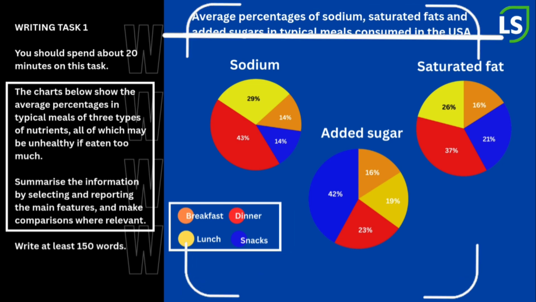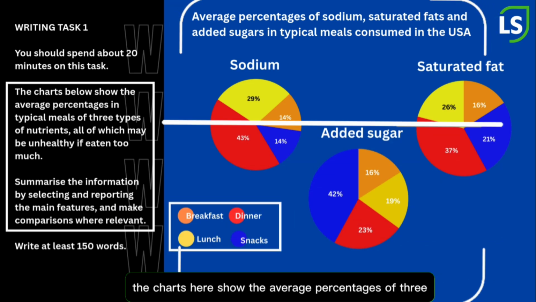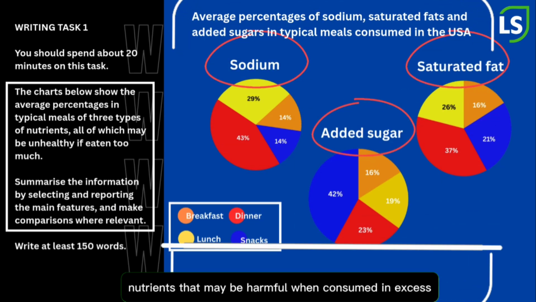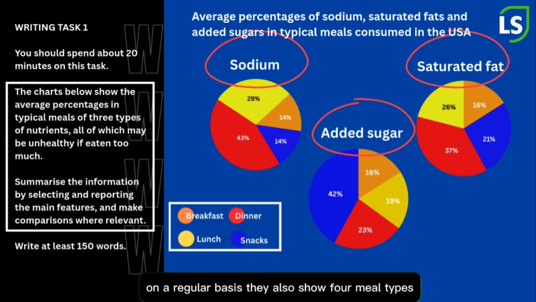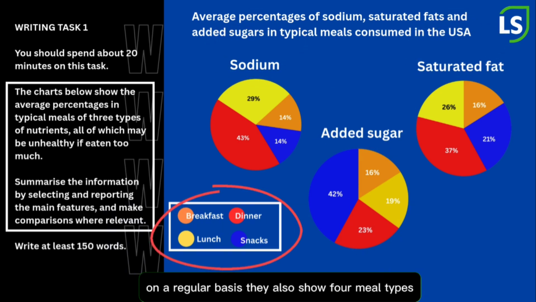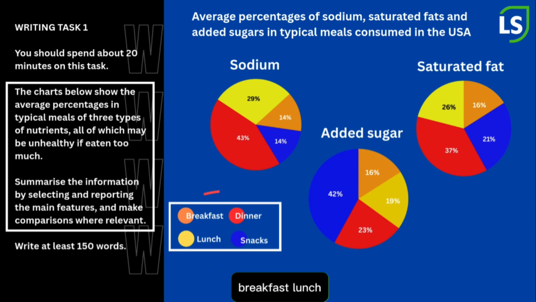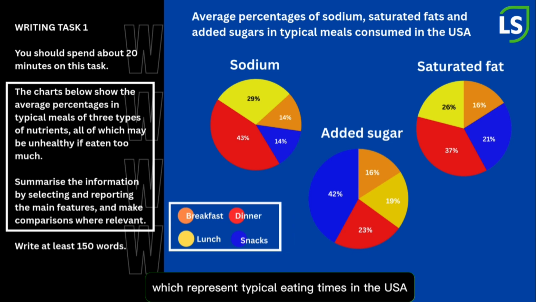Okay. The charts here show the average percentages of 3 nutrients that may be harmful when consumed in excess on a regular basis. They also show 4 meal types: breakfast, lunch, dinner, and snacks, which represent typical eating times in the USA. All right, now let's move on to the introduction. This paragraph should paraphrase the question prompt in your own words.